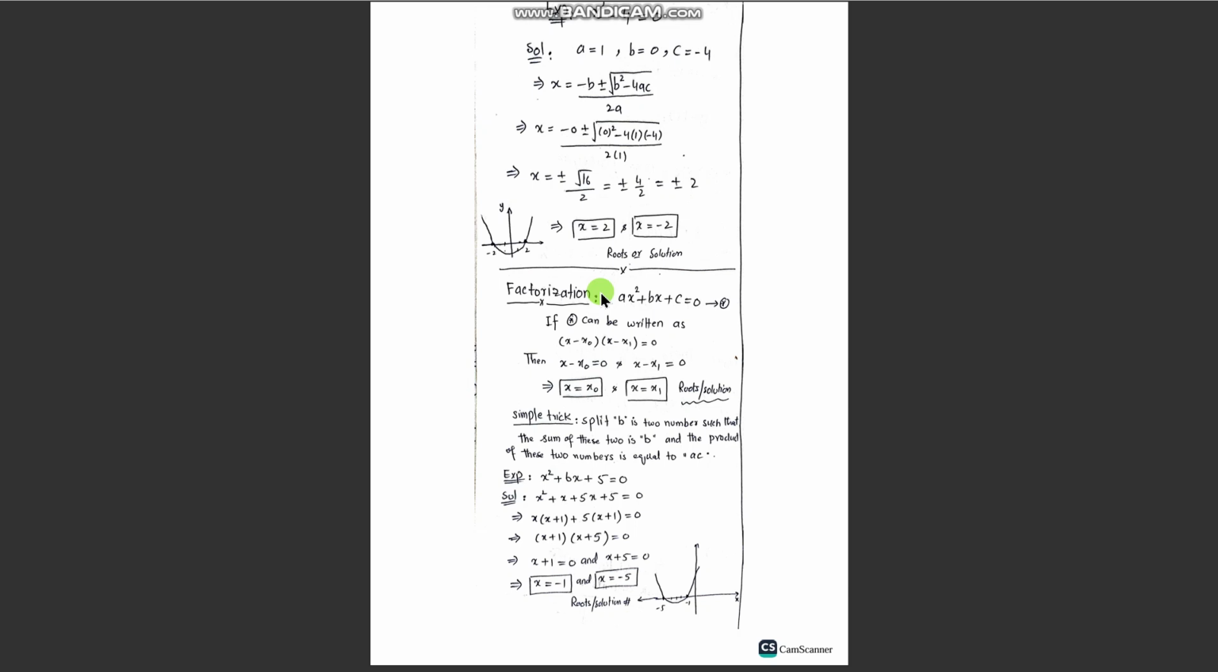One another example: x square minus 4 is equal to 0. Here the highest power of x is 2, so this is a quadratic equation. There is no x term, so b is equal to 0, and the constant term is minus 4. So in this equation, a is equal to 1, b is equal to 0, and c is equal to minus 4.